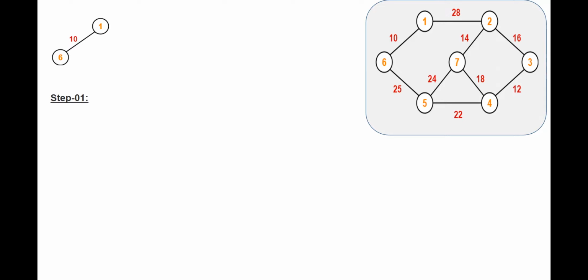From 6 I can reach 5, correct? From 1 I can reach 2. Only these are the options. Now with these options, which is to be selected? Either I reach from 1 to 2 or 6 to 5. I must select the edge with minimum cost, that is 25 versus 28. 25 is minimum, and hence I must consider the edge connecting vertices 6 with 5. This is step 2.